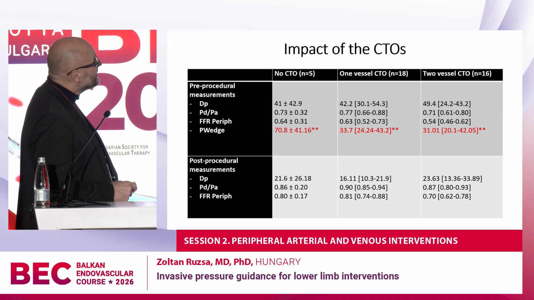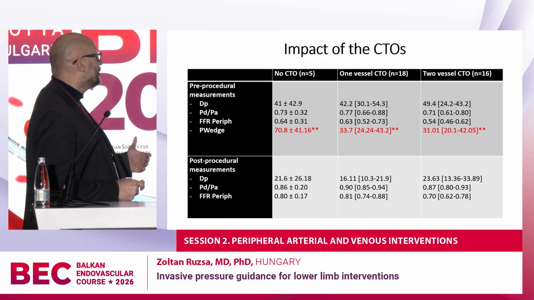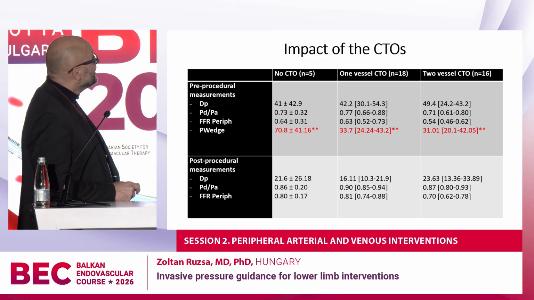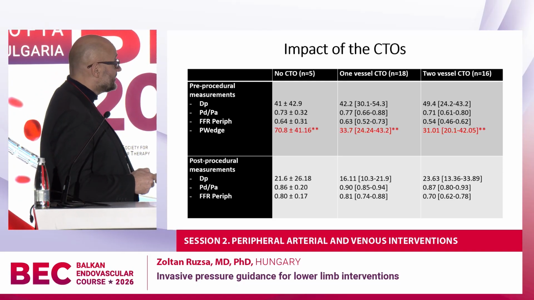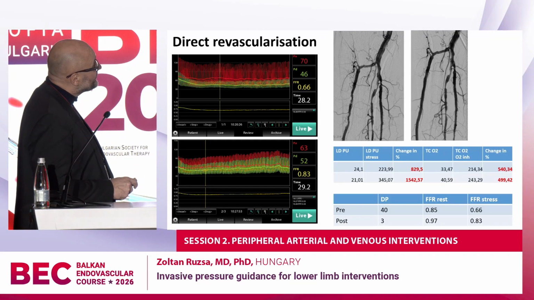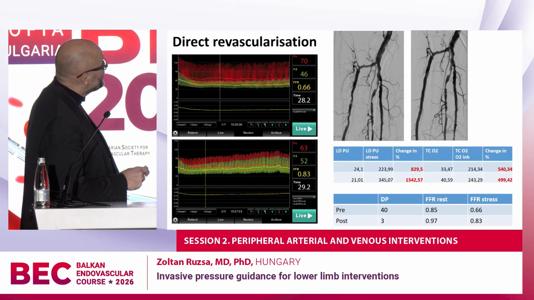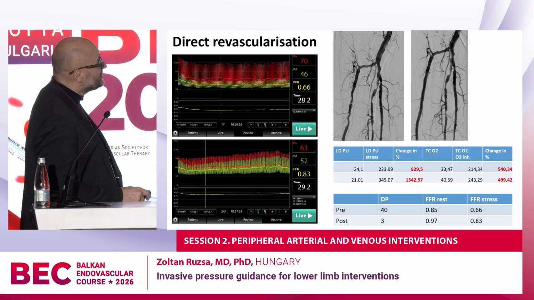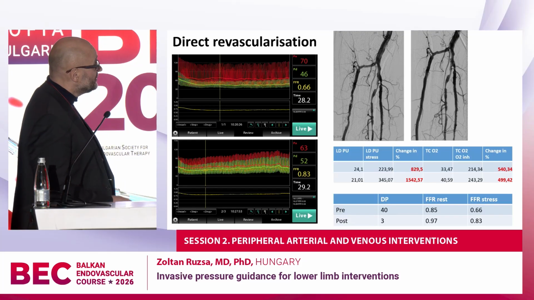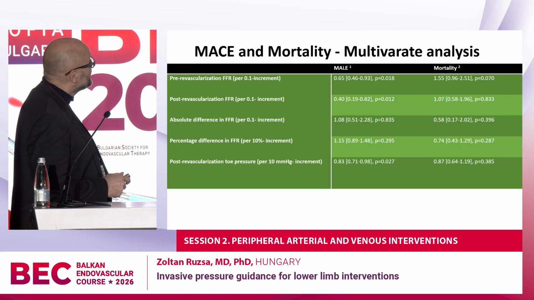It's very interesting to see the physiology behind the disease. If we have one CTO, 2 or 3 CTOs, if we have 2 CTOs, the pressure is very low and we don't have so many collaterals. This is a case from a study, anterior tibial artery occlusion, and then we have done the intervention. We see that the FFR before was 0.66, after the intervention 0.83, and these are the laser Doppler parameters increasing, the change in the DPU and transcutaneous oxygen, and these are the FFR results.